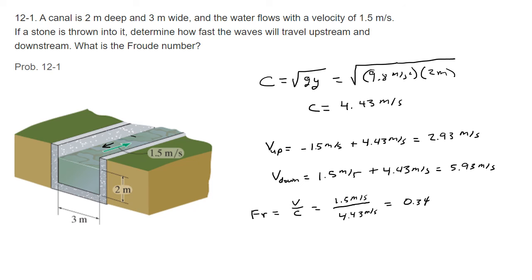He didn't ask this, but what do we know about this? If the Froude number is less than 1, this says we have subcritical flow. In other words, it's what's known as tranquil flow.